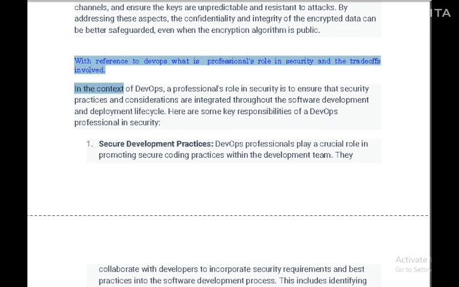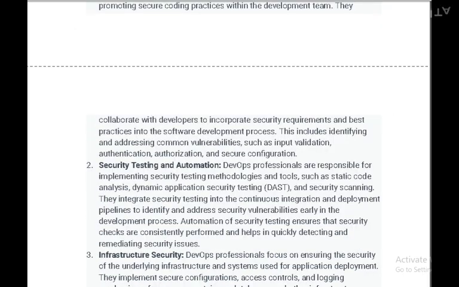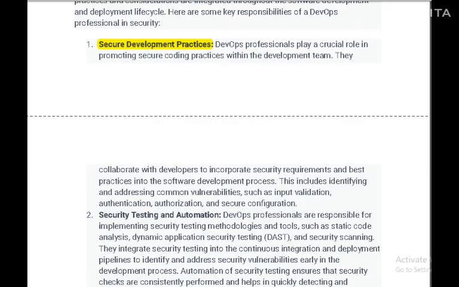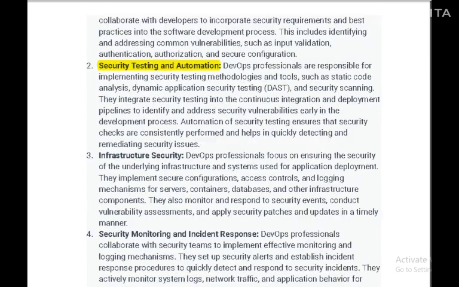If we continue to the next question, in this question we have to mention the professional's role in security and the trade-offs involved in the security system. The role of the professional is to maintain secure development practices, secure testing, and automation of information security.